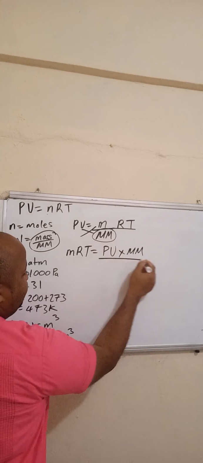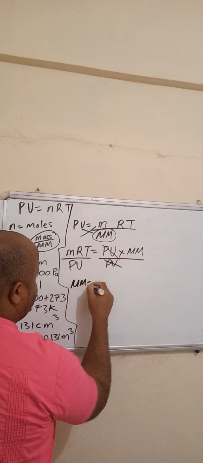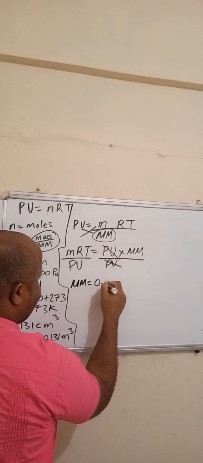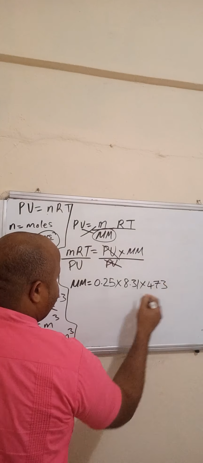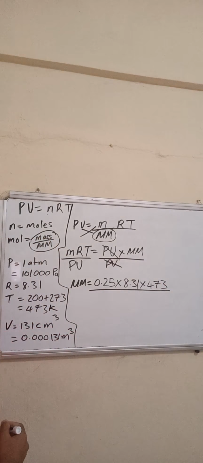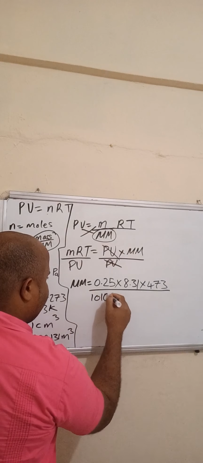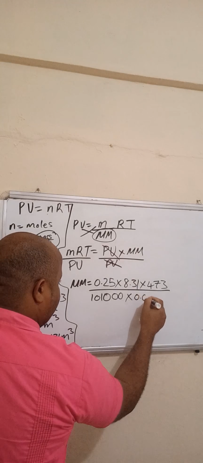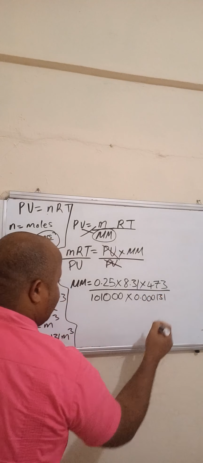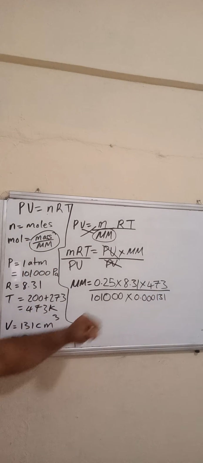So mRT, the mass, remember the mass of the compound. The mass of the compound was 0.25 gram. R is 8.31, and the temperature now is 473 Kelvin. Divide that by PV, the pressure in Pascal is 101,000, and the volume is 0.000131 meter cube. So this is the calculation for the molar mass.